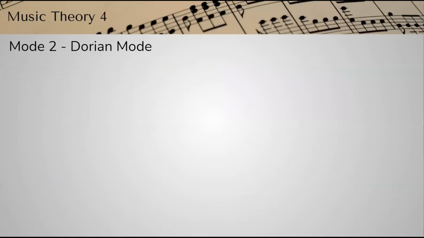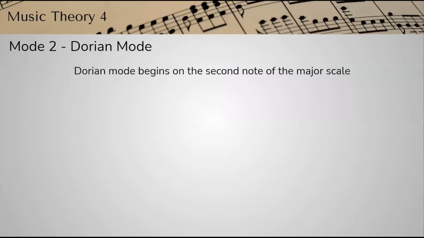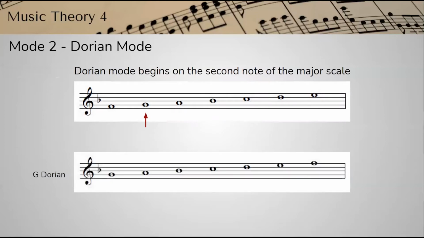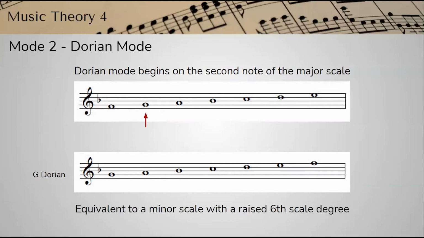Mode 2 is called the Dorian mode, and it begins on the second note of the major scale. So starting on the note G in this key. And so now we have this scale starting on G, but we maintain the accidentals that we originally had for our F major scale, okay? And one way of thinking about this is it is identical to a minor scale, in this case G minor, but it has a raised 6th scale degree. So G minor should have an E flat, but to make it Dorian, we just raise that E flat to an E natural, and we get this sound.